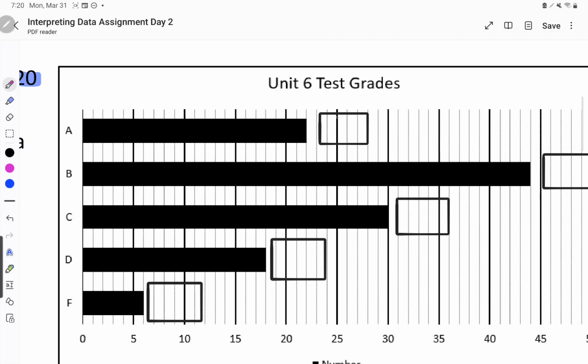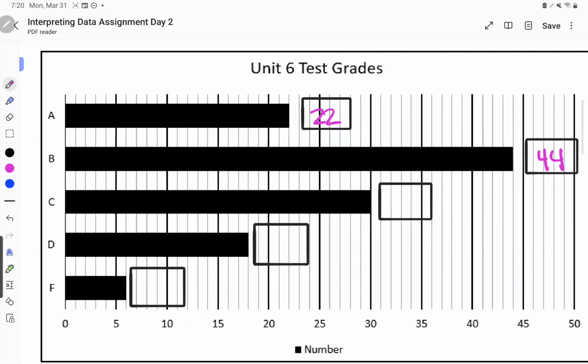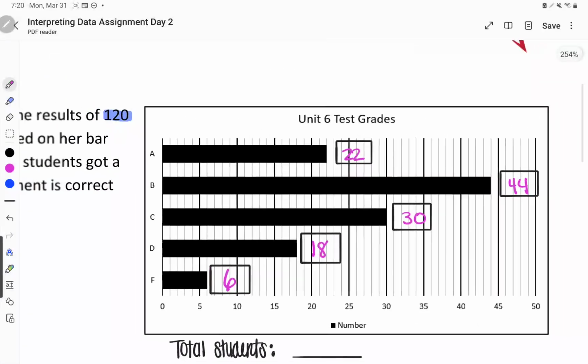So if I take a look at my A, 22 students got an A. For B, 44 students got a B. For C, 30 students got a C. 18 students got a D, and then 6 students got an F.